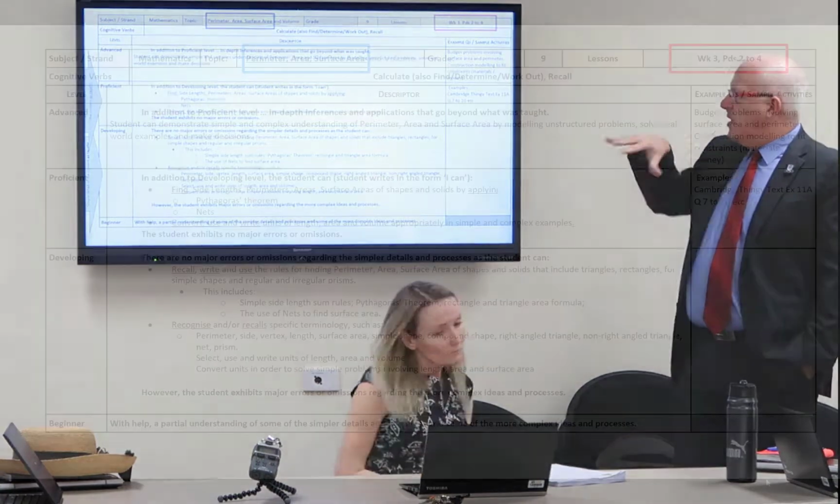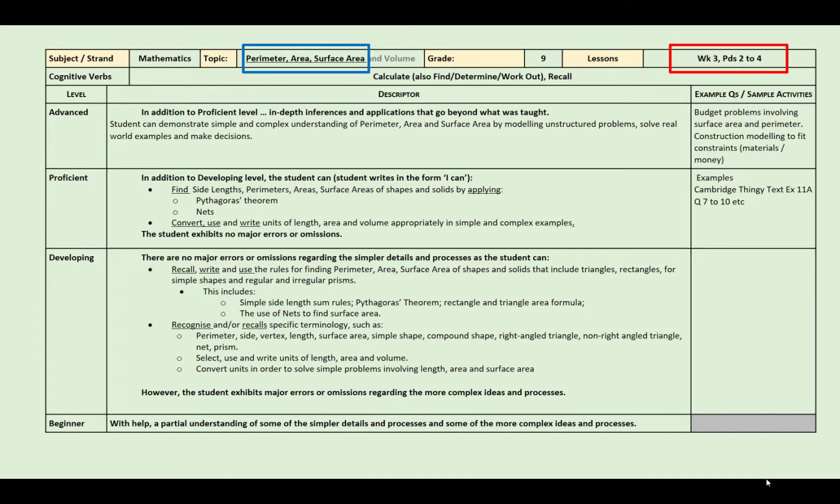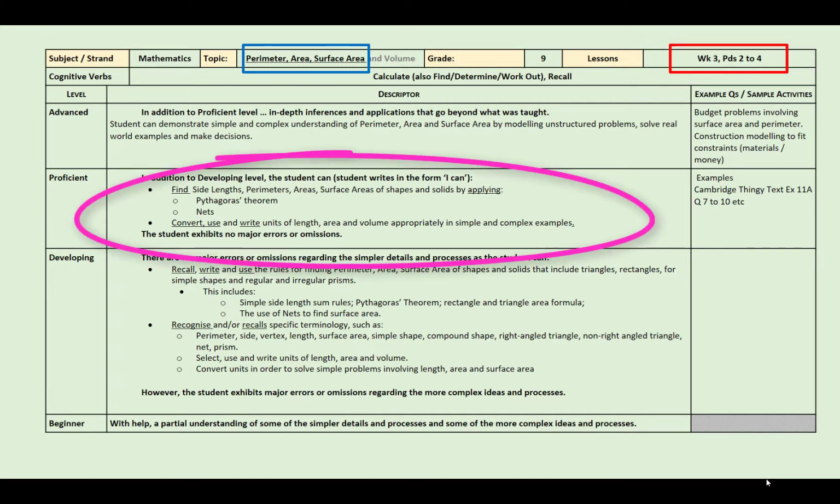I've taken a big unit which is looking at perimeter, area and surface area. I'll just point, as you probably can't read most of that. So I've got perimeter, area, surface area and volume, and this part just looks at week 3 of a term where I'm looking at periods 2 to 4 during the week, so there's 2 or 3 lessons' worth of stuff here. And all I'm doing here in my proficiency, I'm looking at side lengths, perimeters, areas and surface area, because I'm not doing volume in this part. I'm going to handle that as a logical unit in the next week.